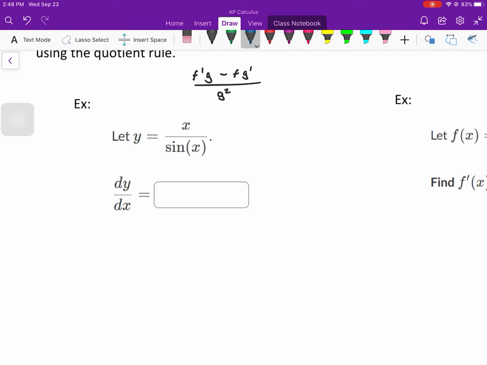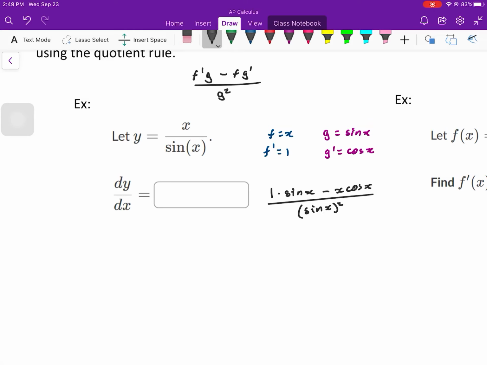So what is F and what is G? Well, F is the top function, which is X, so F prime is 1. And G is the bottom function, which is sine of X, so G prime is cosine X. So this is pretty simple. We're going to do F prime times G, so 1 times sine X, minus F times G prime, so X times cosine of X, all over G squared, which is sine of X squared. To simplify, that's sine of X minus X cosine of X over sine squared X.